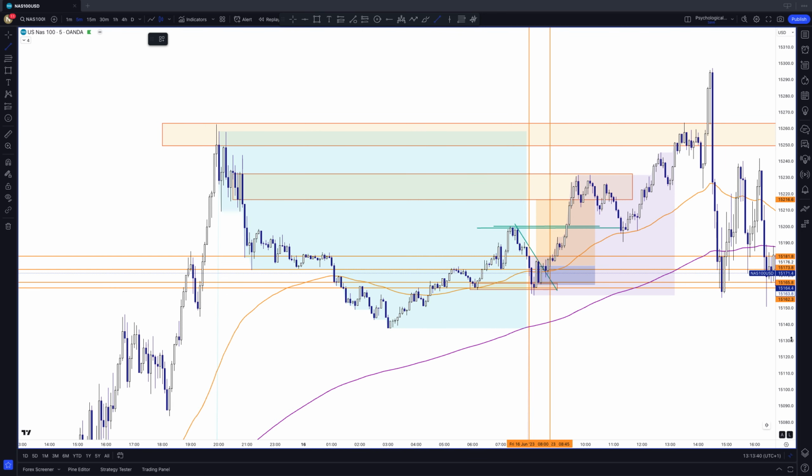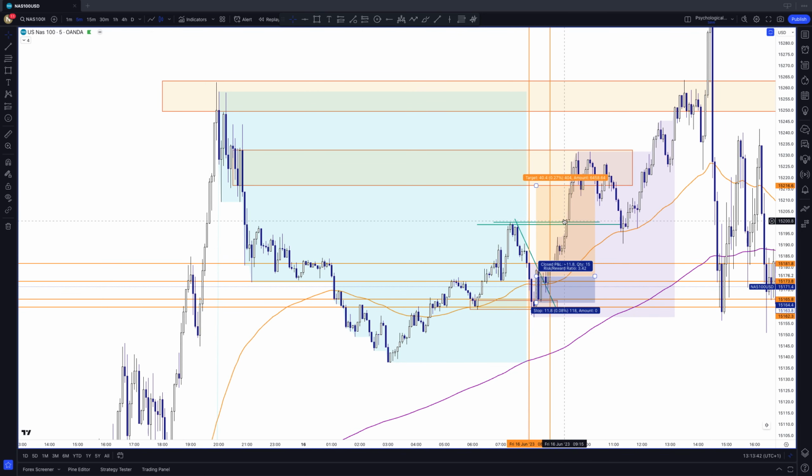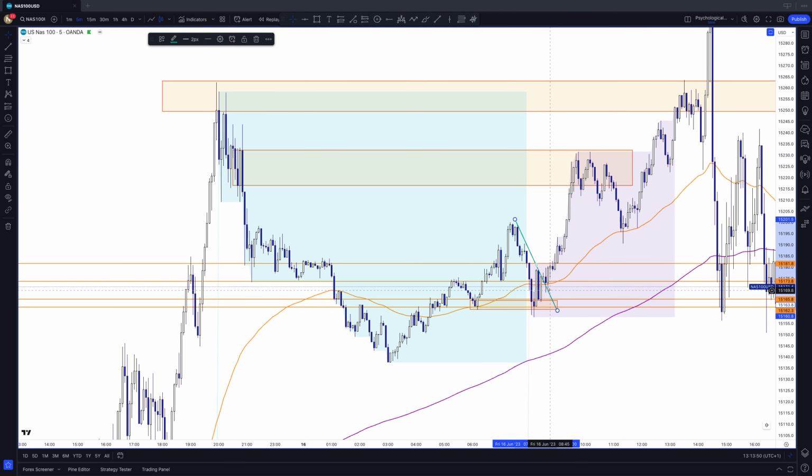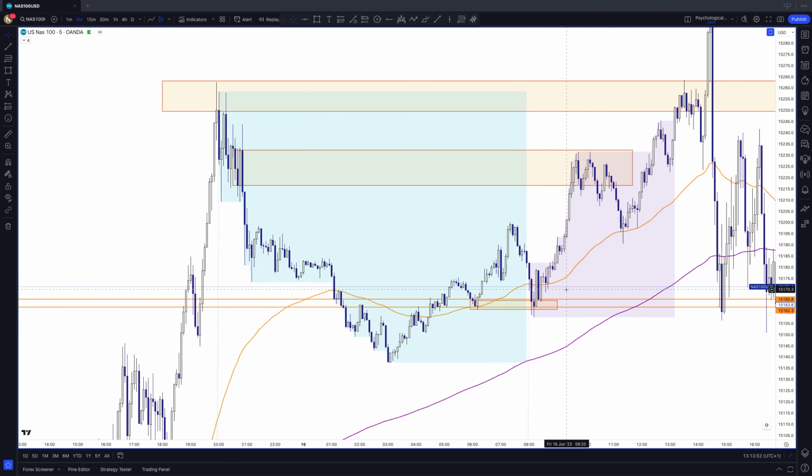Now, to give you an idea, you could have also looked completely differently at this whole situation. Let's say you do not look at the overall structure. Let's say you do not look at the 1 hour key levels, right? Let's say you don't look at this. Let's say you don't look at the sessions.